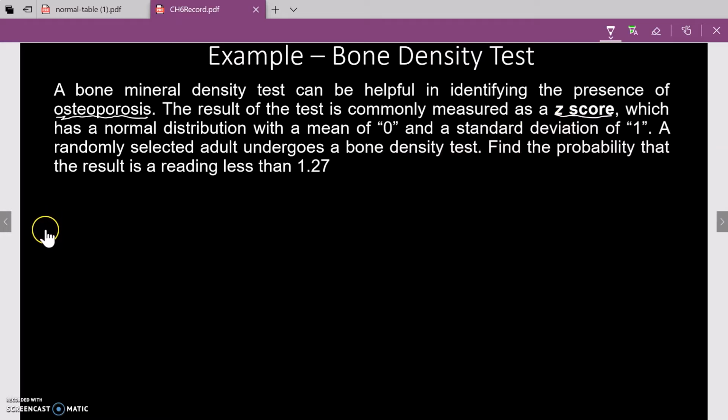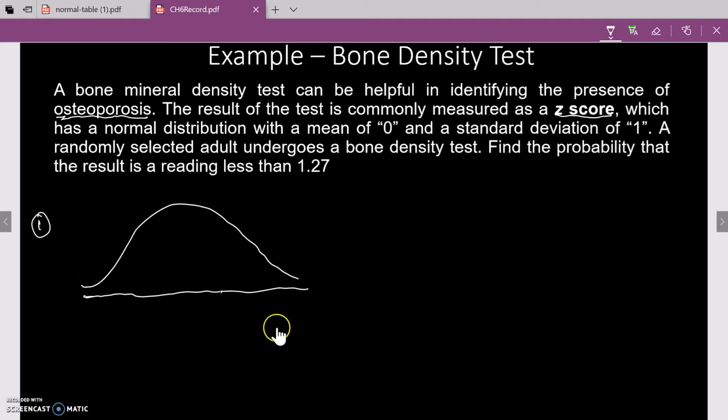Whenever I give you a word problem in this chapter, chapter 6, the normal distribution, how are you going to attack it? Number 1, you're going to make a picture, a diagram. The diagram will help you. So first of all, you're going to make a bell-shaped curve.